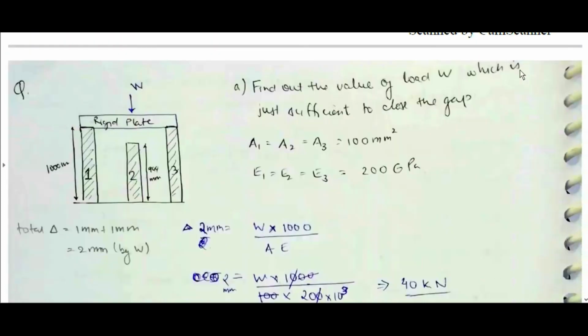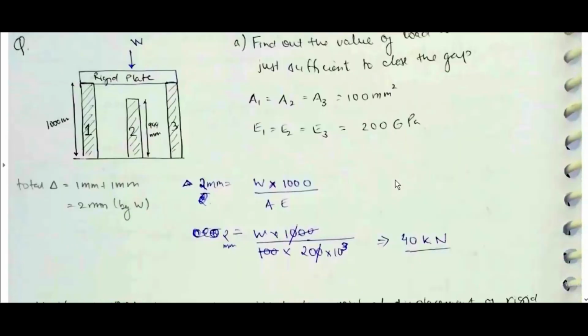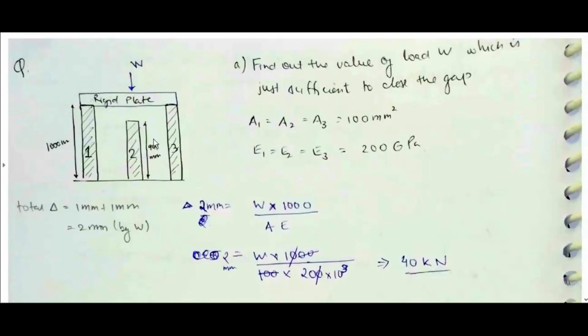Find out the value of load W, which is just sufficient to close the gap. A1 is equal to A2 is equal to 100 mm square. E1 is equal to E2 is equal to E3 is equal to 200 gigapascal. Total delta is equal to 1 mm plus 1 mm, which is equal to 2 mm.